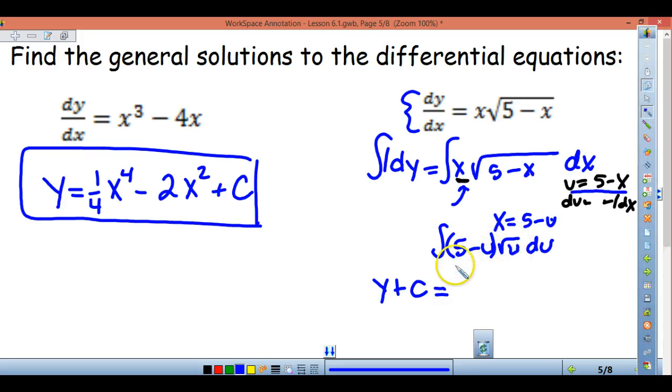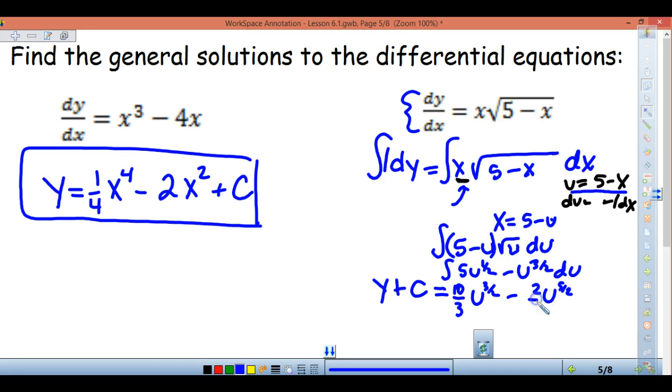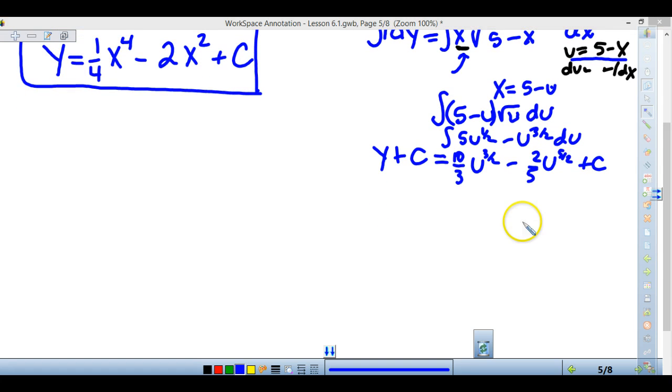And then I would distribute the square root of u to both parts. So 5u to the 1/2 minus u to the 3/2 du. So I go ahead and do the power rule now at this point. So this goes up a power, so it's going to go up to u to the 3/2. I'm going to have a 2/3 out front, so 2/3 times 5 would be 10/3. Minus, this would go up to u to the 5/2, so 2/5 out front, plus c. And then I need to just switch back to x.